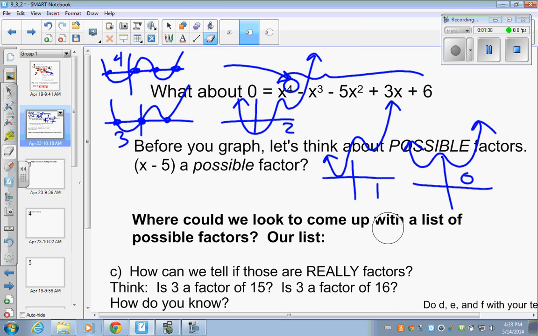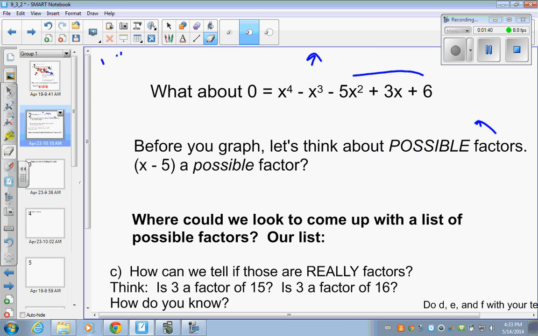Well, great. That's a big task to try to graph that one. So let's take a look. I know it's a fourth degree polynomial, so it's going to look kind of like a W. That's about all I know about it. What I'm going to ask you to do now is think about what you thought of this last number. That last number is going to indicate to us some possible factors.